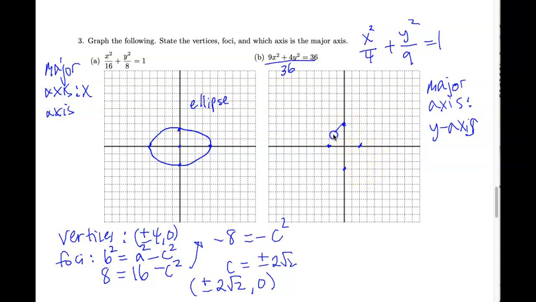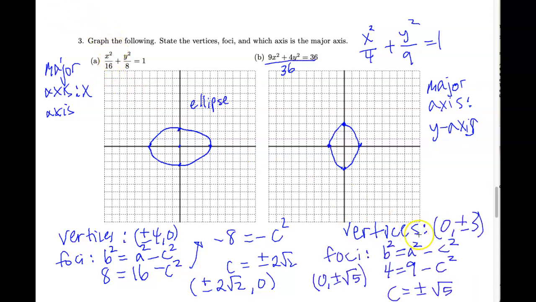That last part. Alright, and so let's go ahead and state the vertices again. Alright, so I just went ahead and wrote it out. The vertices are going to be 0, positive 3, 0, negative 3. The foci we still have to find by using the equation b squared equals a squared minus c squared.